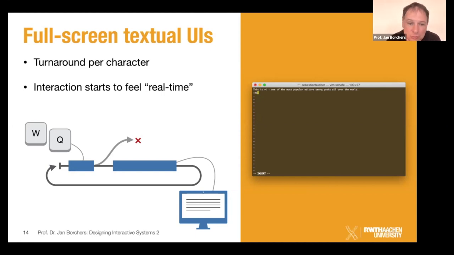Yes, so that is one of the problems. These systems were often highly modal, especially VI is known for its freakish modality, which meant that if you were in the wrong mode, then your character input would mean something completely different. We talked about modes quite a lot in DIS1. So for those who didn't attend DIS1, maybe read up on that. But that is one of the big challenges. The only way you can address that is by trying to indicate to the user which mode they're in. And textual interfaces had a hard time doing that.